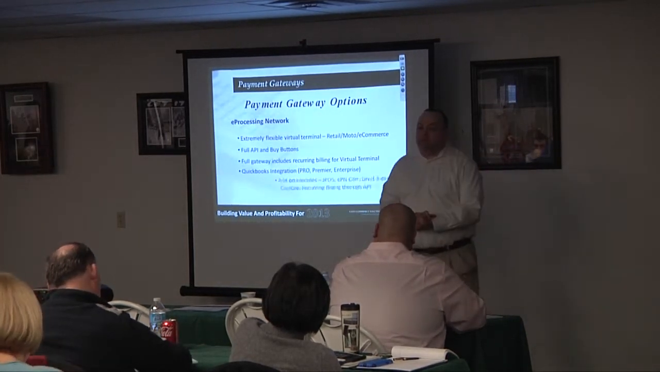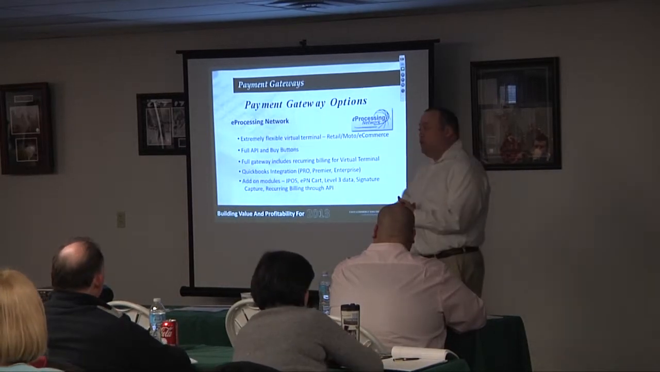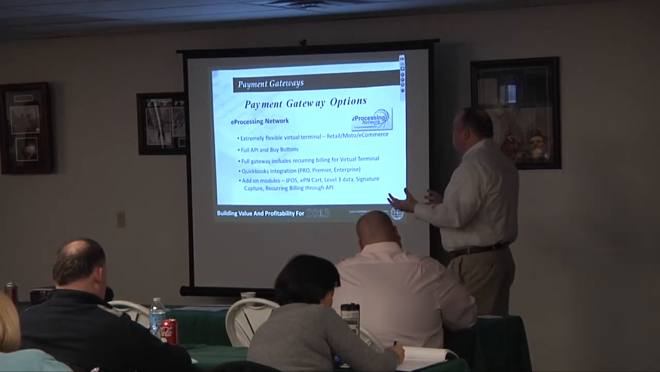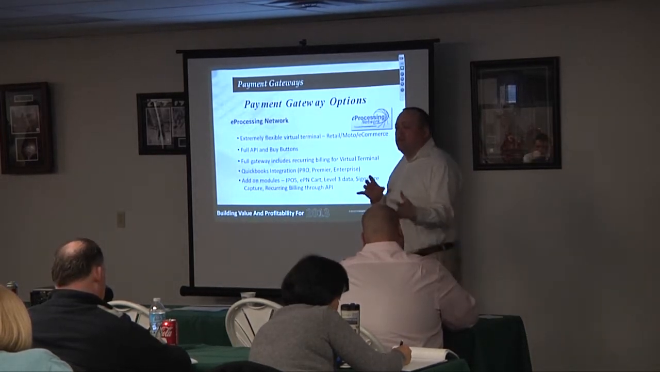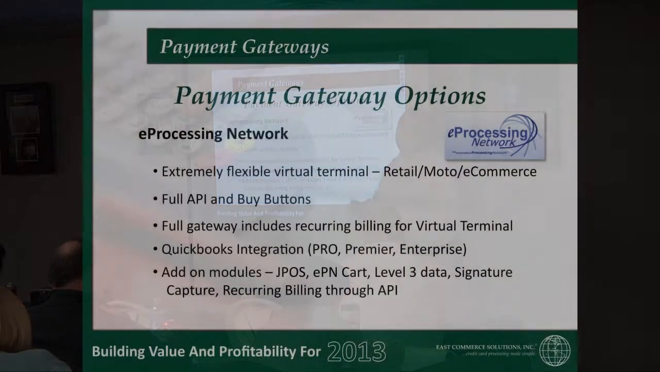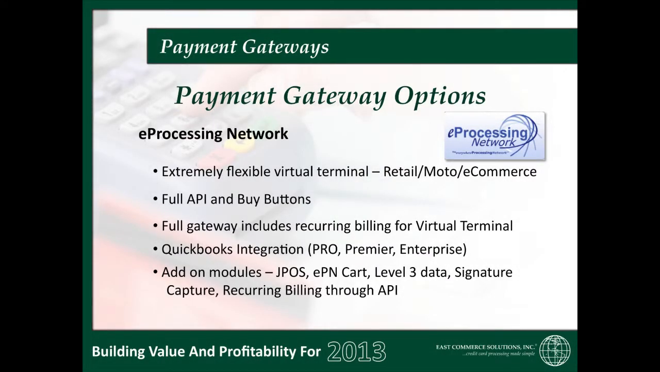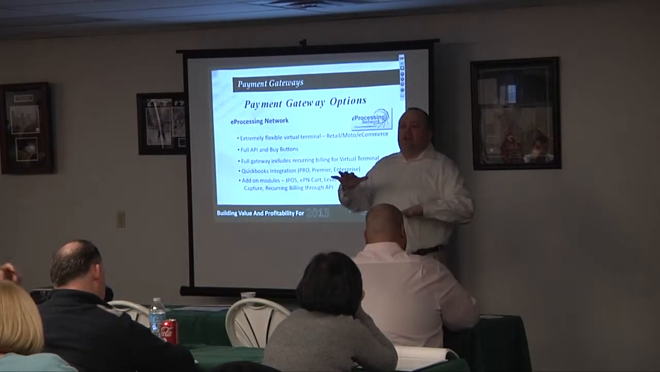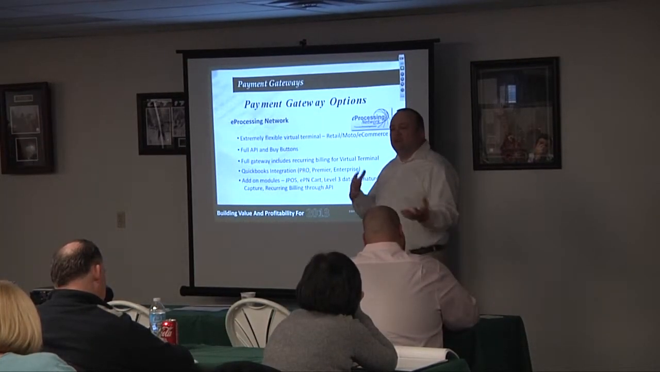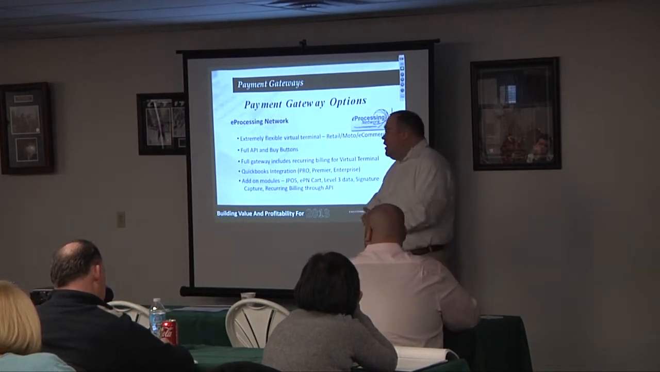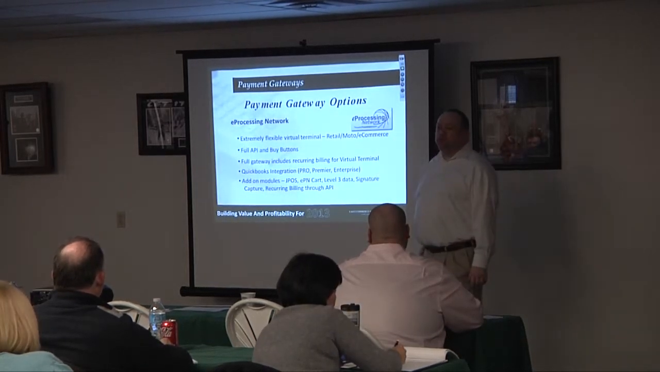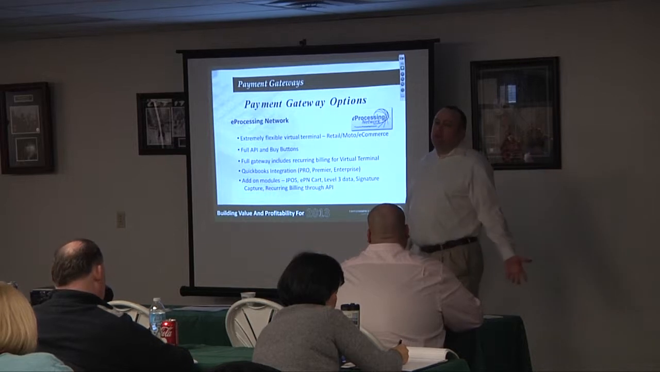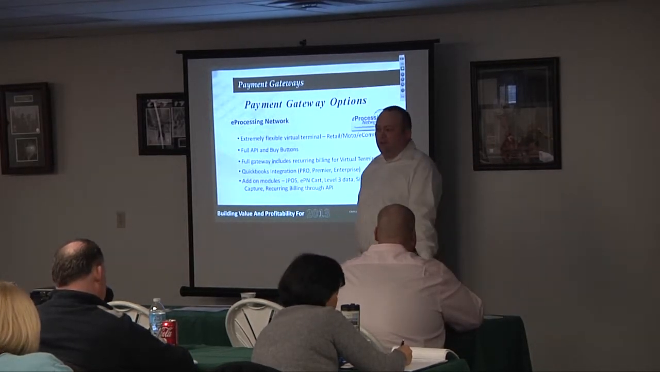E-processing Network is probably our second most popular gateway. One of the nice things about e-processing Network is that it gives some very good flexibility where we can have a merchant that is doing different things with their business, much easier than we can do with the other gateways. So you have the ability to have a virtual terminal, and yeah, you can put a card reader on it, even though it's an e-commerce account.